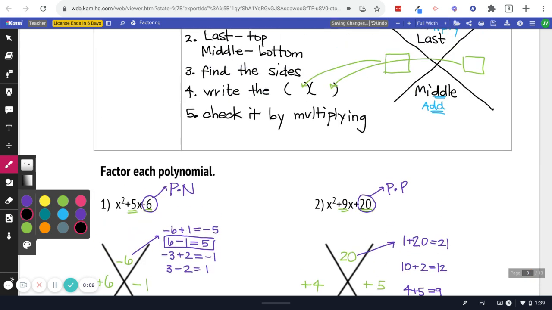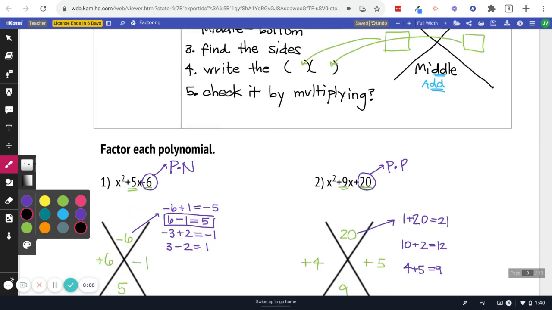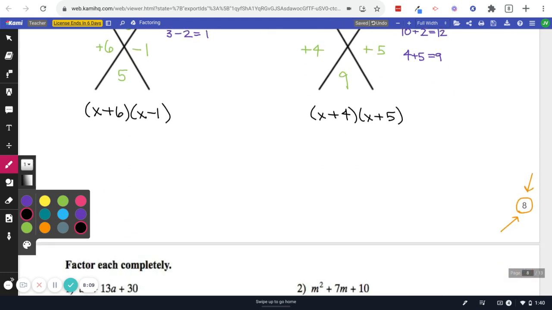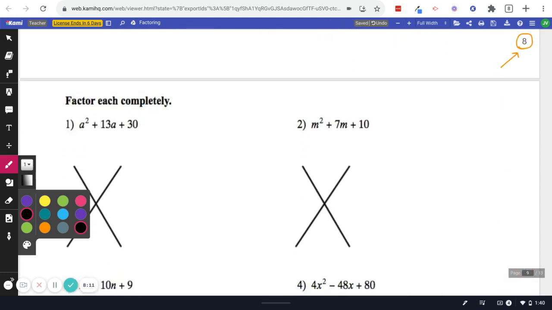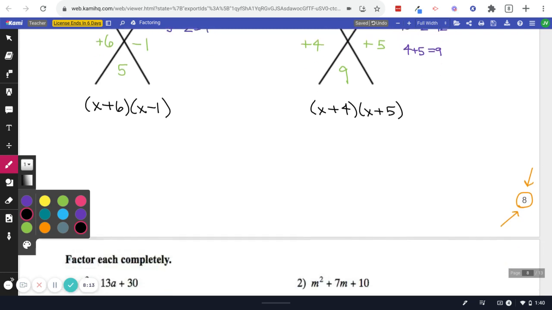Again, bonus fifth step, check it by multiplying. I'll put a little question mark there. So you don't have to, but if you feel like your answer is not good, then check it. Okay. There are some more examples on page 9.